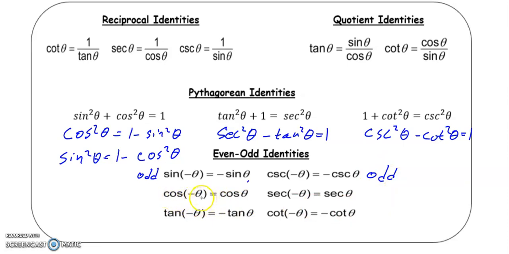A cosine function, however, is what we call an even function, because if I take out all the x's and plug in negative values, I'm going to get out a positive value. So my cosine and my secant are even functions. And tangent is again odd. Tangent and cotangent are odd because if I plug in negative values, the entire function I get out is negative.